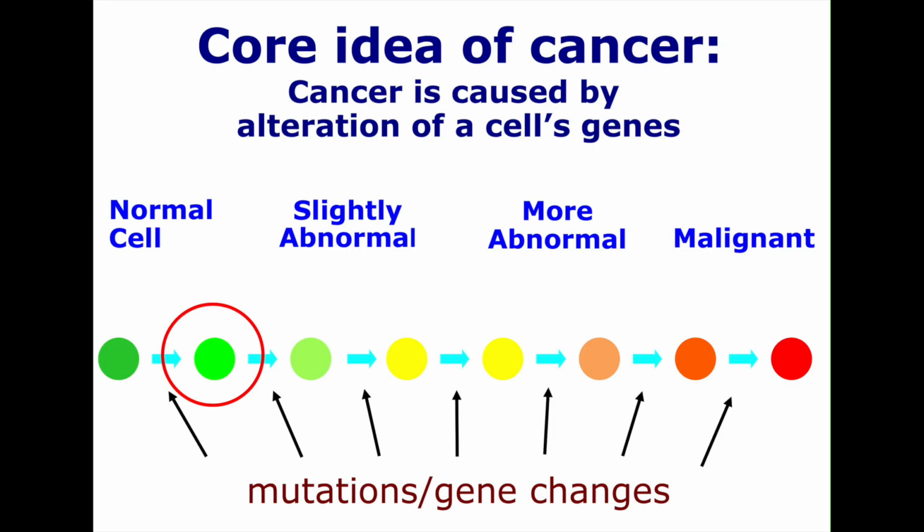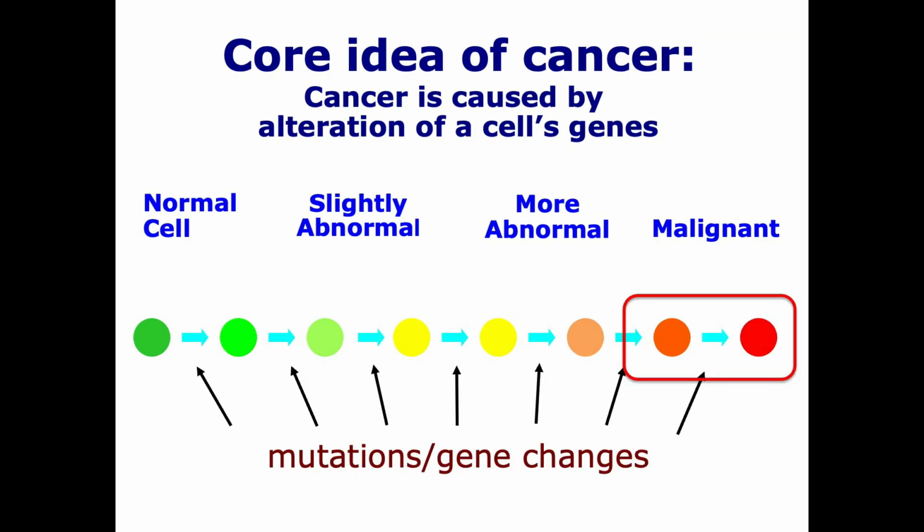Sometime later, one of the progeny of this cell will acquire an additional mutation or other kind of gene change, and this process will continue with, among the progeny of each cell at each stage, one cell acquiring an additional mutation or gene change, until eventually we achieve a fully blown cancer which may be malignant and may metastasize.